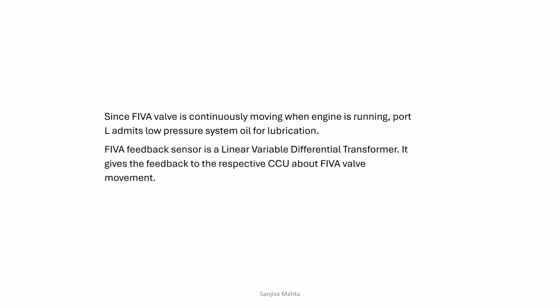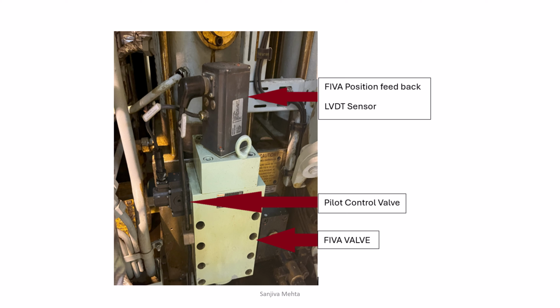Since FIVA is continuously moving when the engine is running, port L admits lower pressure system oil for lubrication. The FIVA feedback sensor is a linear variable differential transformer. It gives feedback to the respective CCU about FIVA movement. This is just a schematic diagram of the FIVA position sensor, pilot control valve, and FIVA valve.